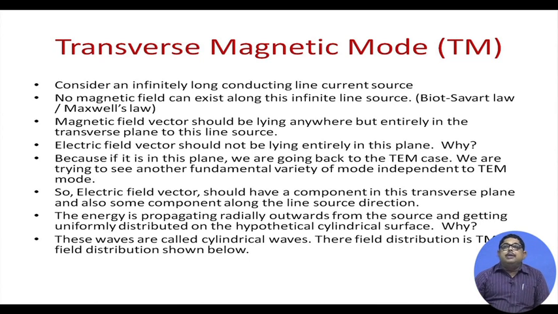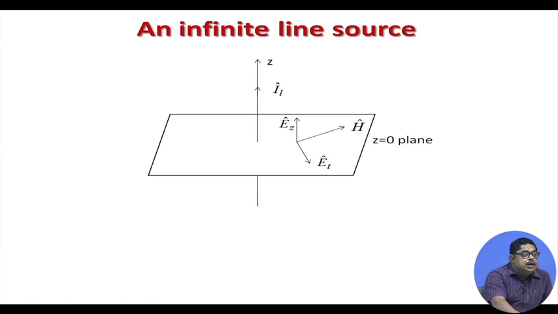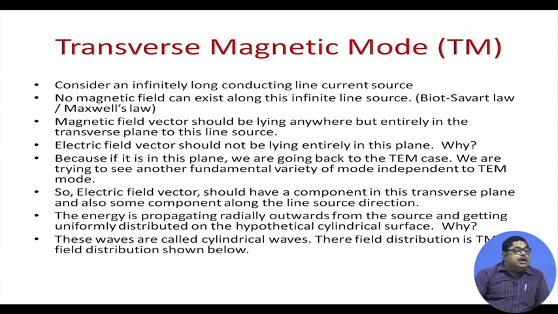So, where is the magnetic field vector then? It should lie along the transverse plane, that means the z equal to 0 plane. So, the magnetic field should lie there. Now, the electric field vector can be anything, but we have already seen the TEM case.